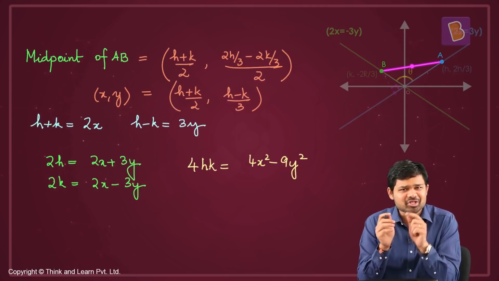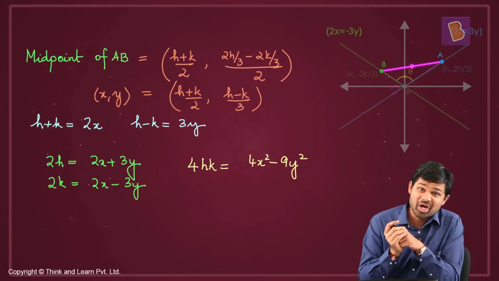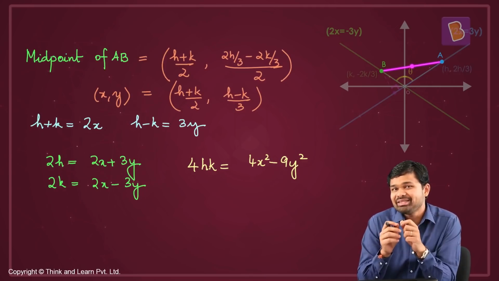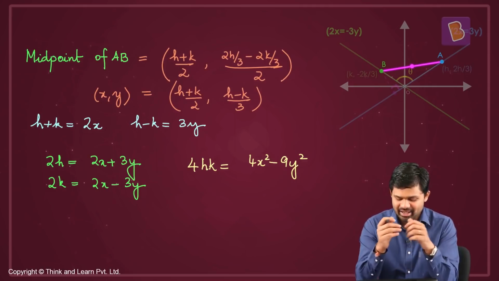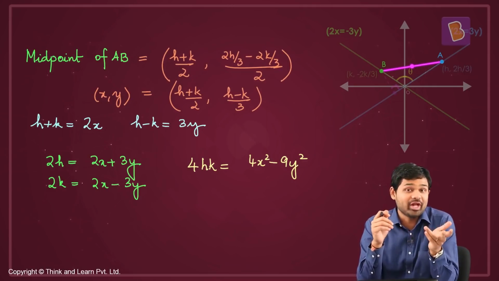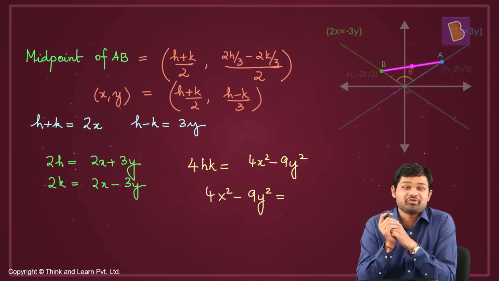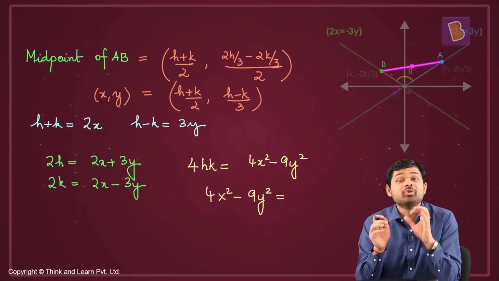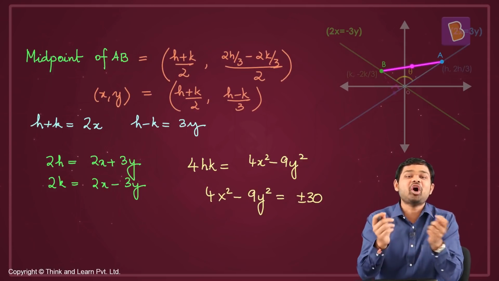Very interesting, because 4x square minus 9y square is actually the equation of the pair of straight lines. So the equation of the midpoint somehow has this pair of straight lines also appearing in it. So 4x square minus 9y square equal to 4hk. I know what is hk. hk is plus or minus 15 over 2, which means 4x square minus 9y square equal to plus or minus 30 is the locus of the midpoint of AB.